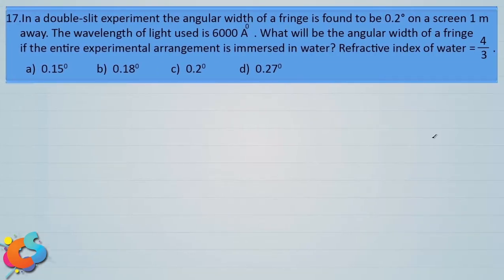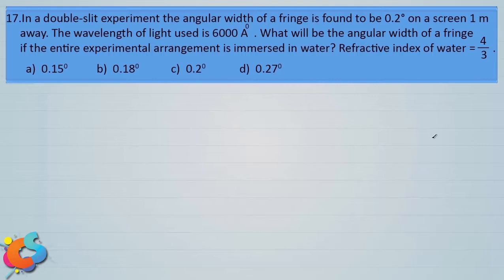Now look at the next question, dear students. In a double slit experiment, the angular width of a fringe is found to be 0.2 degree on a screen 1 meter away. The wavelength of light used is 6000 angstrom. What will be the angular width of a fringe if the entire experimental arrangement is immersed in water? Refractive index of water is 4/3. Options: A 0.15 degree, B 0.18 degree, C 0.2 degree, and D 0.27 degree.